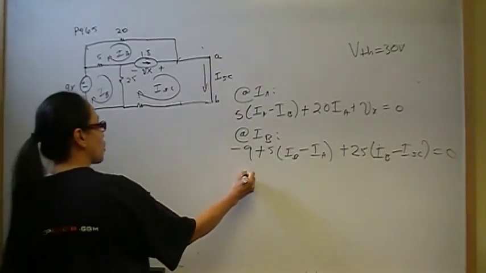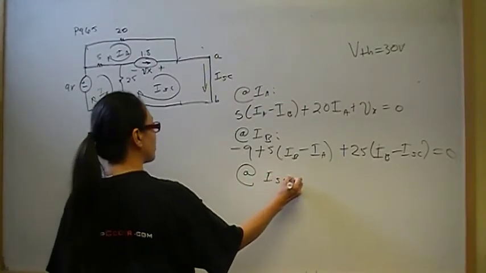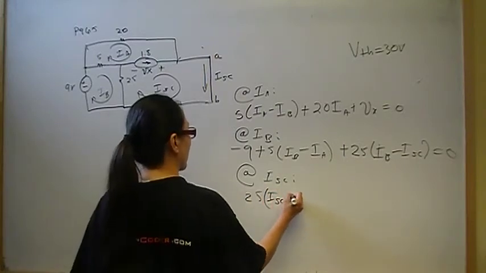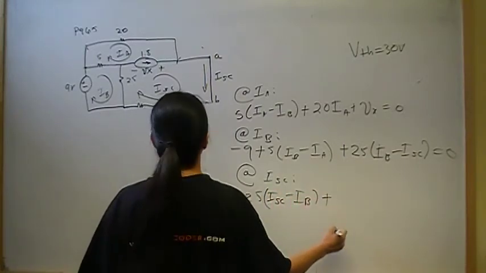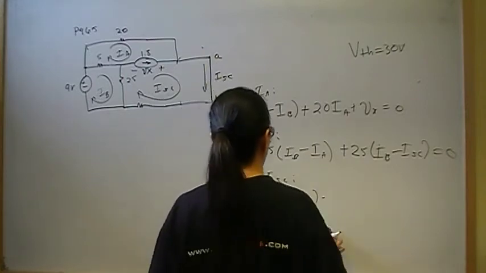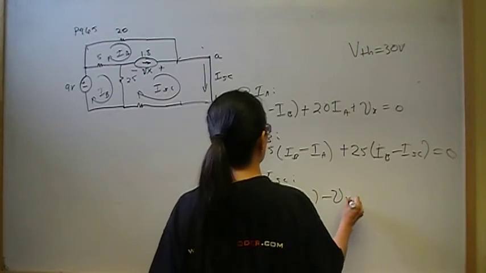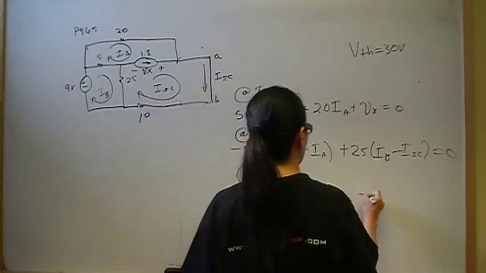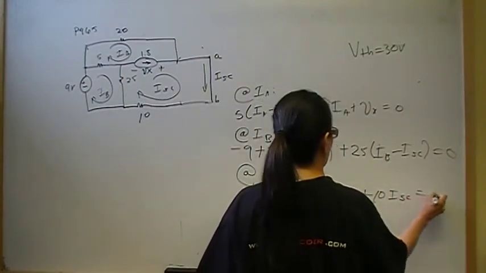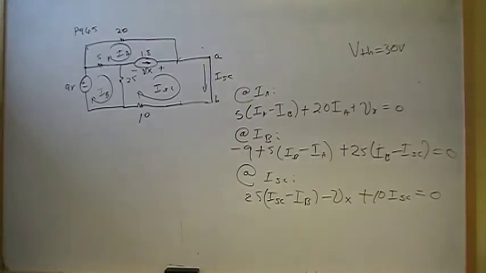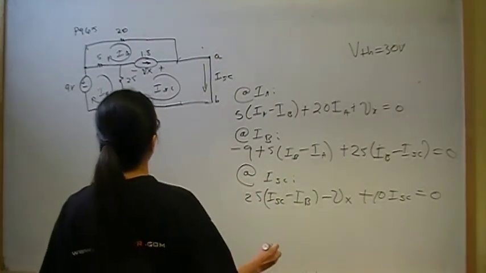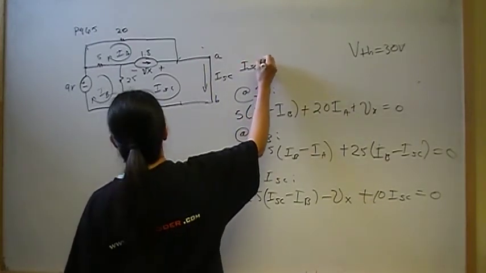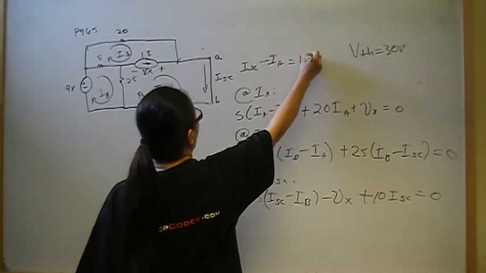So now we're going to write our mesh equation at I short circuit. And we have 25 times I short circuit minus IB, and then that's going to be minus some voltage drop Vx, minus Vx. And then this was a 10, and then plus 10 I short circuit. That's equal to 0. And then we need a fourth equation, and that's going to be our constraint equation. So our constraint equation is going to be I short circuit minus IA is equal to 1.8 amps.